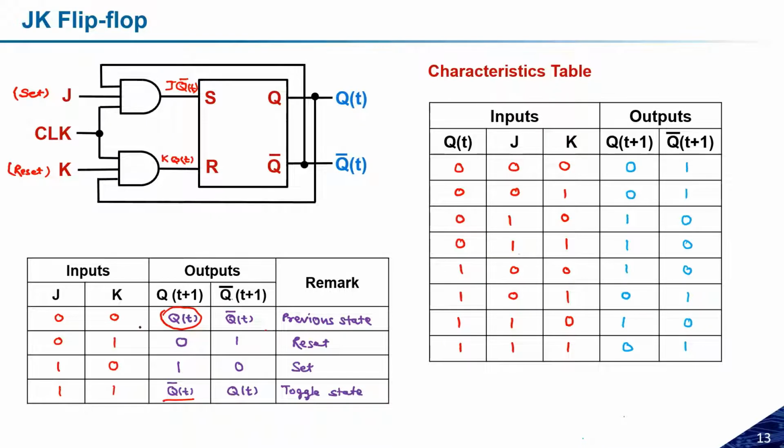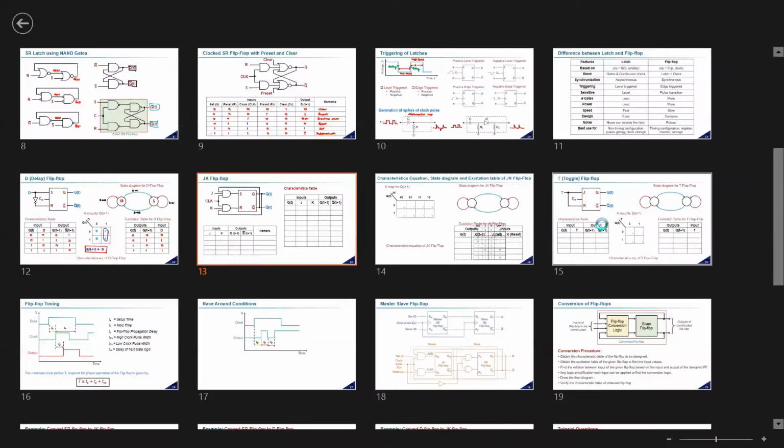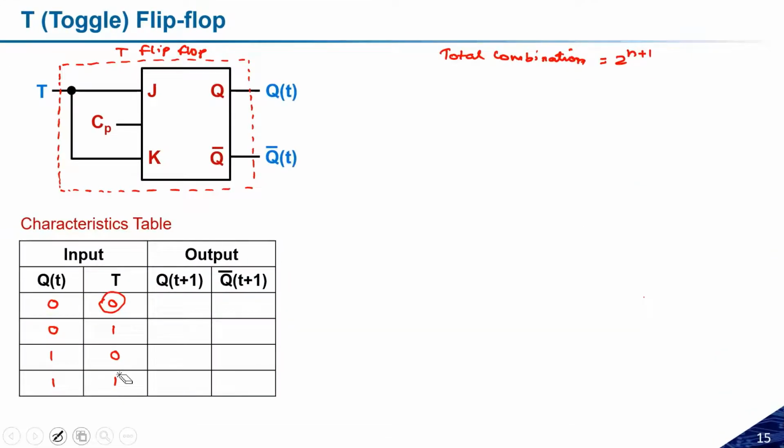So I need to consider, if T is equal to 0, Qt plus 1 will become the same as the Qt. And if T is equal to 1, it will become the complement of the Qt. Okay. So considering these things, let us try to see here.